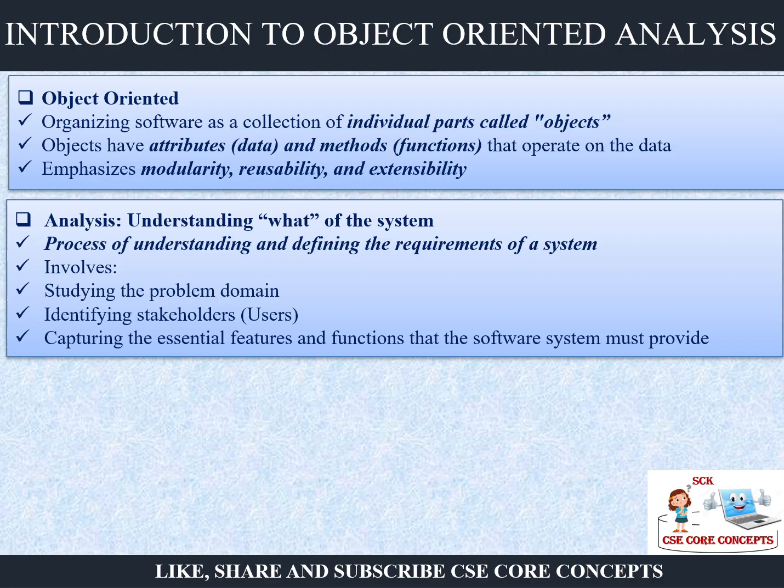Object-oriented analysis is when we first want to understand the what of the system. When you start a project, students often struggle with where to start. To start, we have to understand the what part of the system, that is, what the system is going to do. So you have to study the problem domain: what the system is actually about, who the users of the system are, called the stakeholders, and what features and functions your software provides.